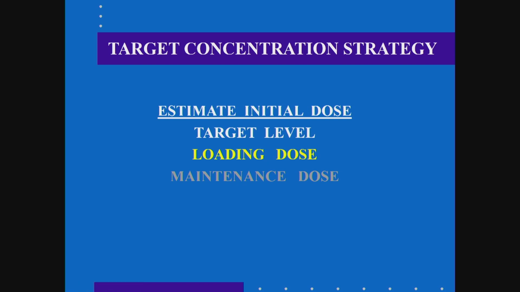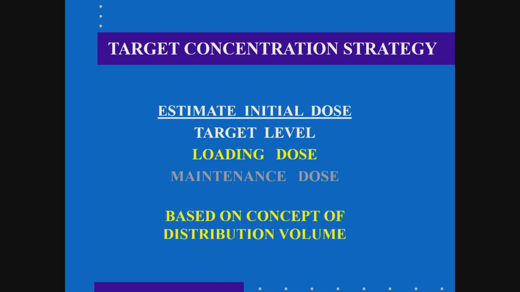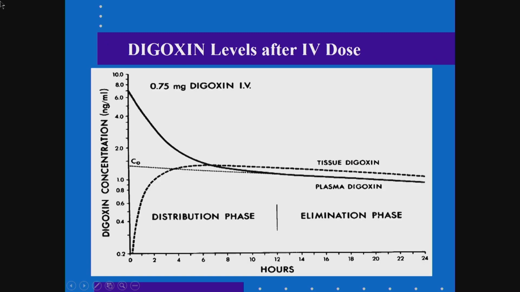And then in the case of drugs that require a loading dose, and that was the practice actually with digoxin, we need to estimate the loading dose based on the concept of distribution volume. Distribution volume, or apparent volume of distribution, is a primary pharmacokinetic parameter. So let us use the example of digoxin once again.